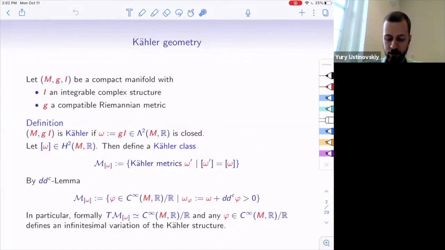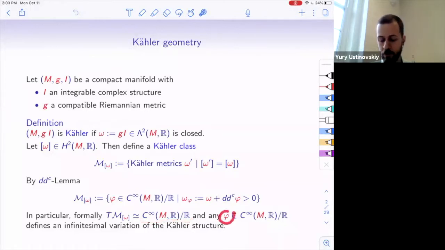So this is a Kähler class, and thanks to the ddc lemma in Kähler geometry, this has a very nice equivalent description as follows. You can consider the space of all functions modulo constants, and you just add to your initial form omega the ddc of your function. And as long as this 2-form is positive definite, what you get is a Kähler metric. So in particular, what we see from this description is that formally you can think of the tangent space of a Kähler class as the space of all smooth functions modulo constants.